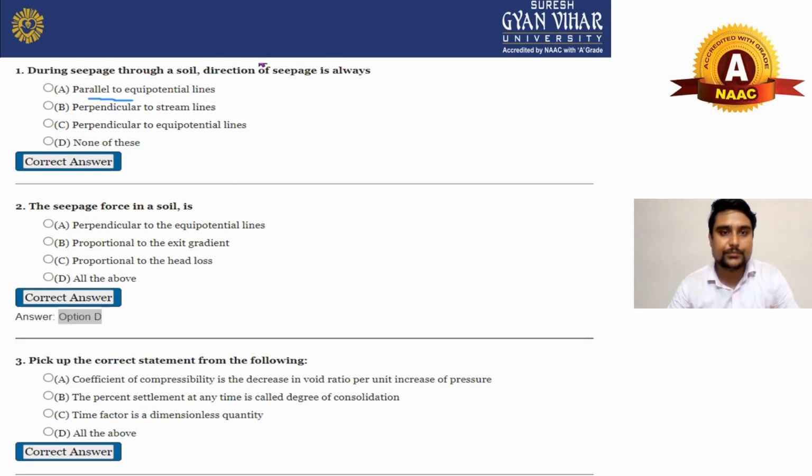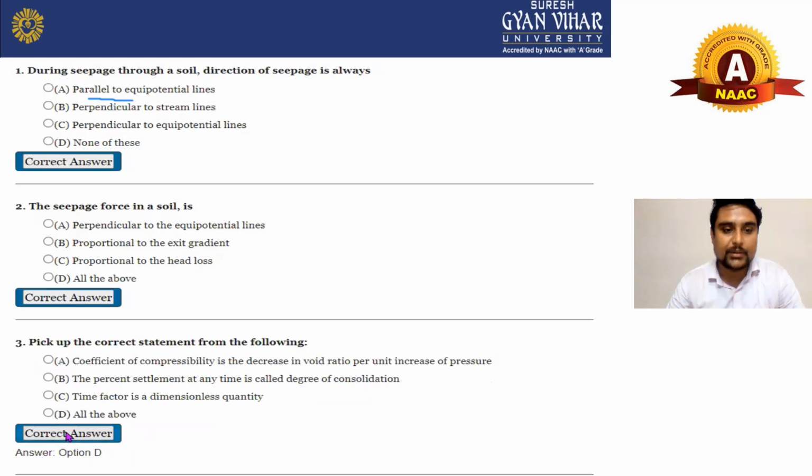Now come to the next question. Next question is about picking the correct sentence from the following. There are 3 statements and you have to pick from one of them. First one is coefficient of compressibility is decrease in void ratio per unit increase of pressure. The percentage of settlement at any time is called degree of consolidation. Third one is time factor is a dimensionless quantity. Fourth is all of the above. And let's see what will be your right answer. Right answer will be D, all of the above. All your sentences will be correct here.